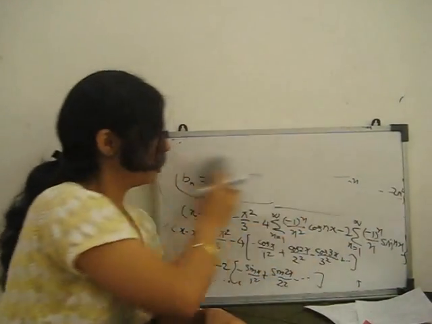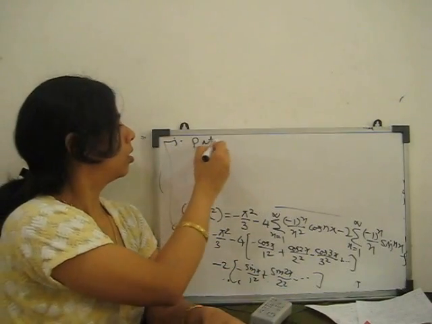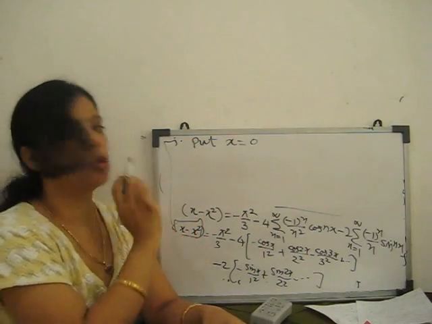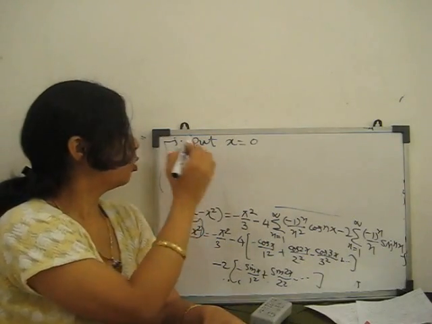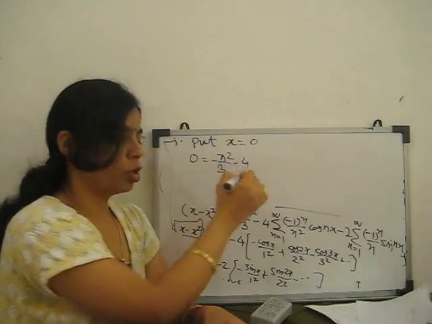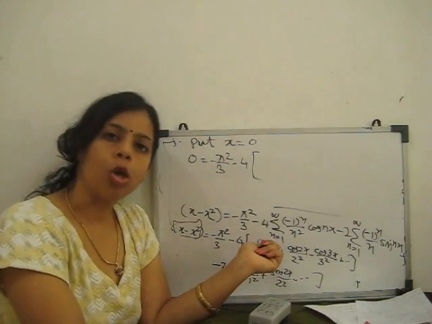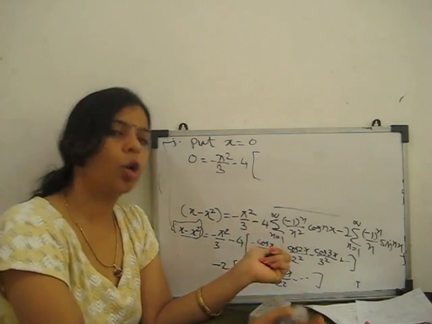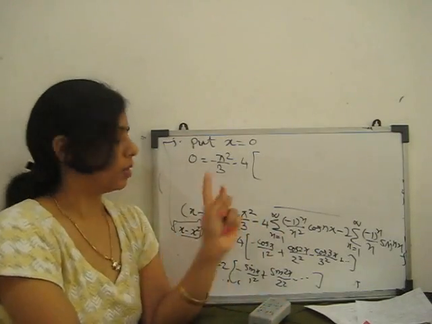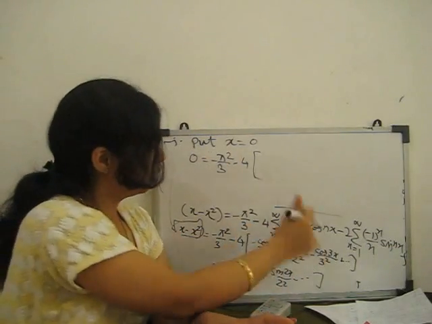So the next step for finding that particular series, put x equal to 0. When we put x equal to 0, this goes to 0. So our right hand side goes to 0, equal to minus pi square by 3 minus 4. With x equal to 0, cos 0 is 1, because cos 0 is 1 and cos pi is minus 1. Cos 2 times 0 means cos 0. So all these terms go to 1.